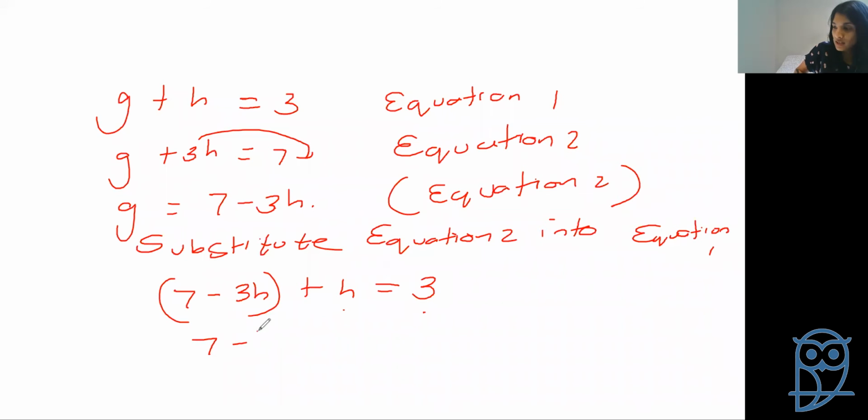7 minus 3H plus H is equal to 3. 7 minus 3 is equal to 3H plus H. 4 is therefore equal to 4H. 7 minus 3 is equal to 4. 3H plus H is equal to 4H. 1 is therefore equal to H.